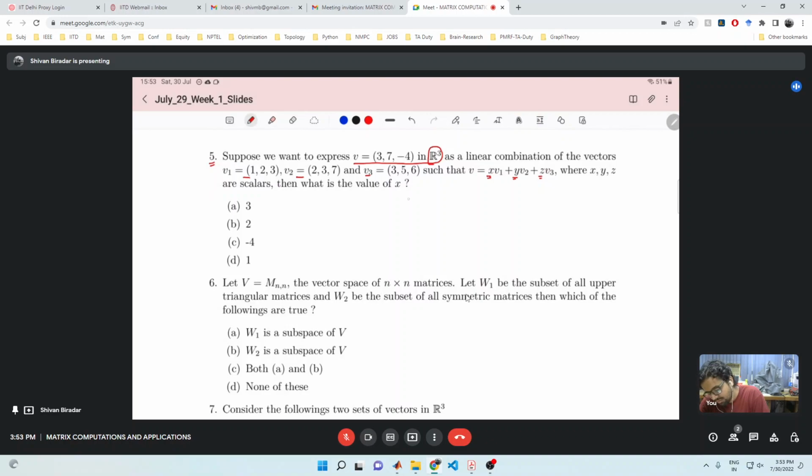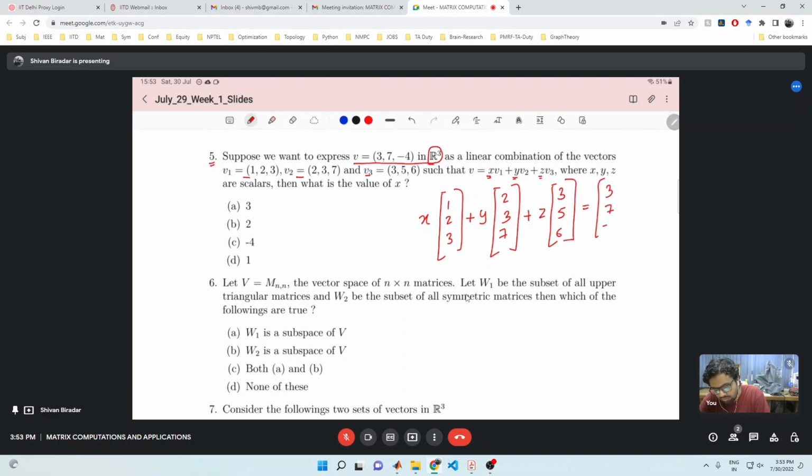I'll give the skeleton of the solution here. So what we have here is that x is a scalar. You have v1, 1, 2, 3 plus y times v2, that will be 2, 3, 7, plus z times 3, 5, 6. And this is equal to 3, 7, 9, 4. So the question says, what is the value of x, y, z? In particular, what is the value of x such that you will get this value?